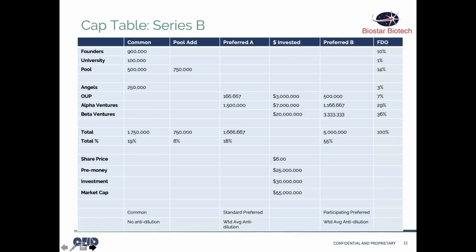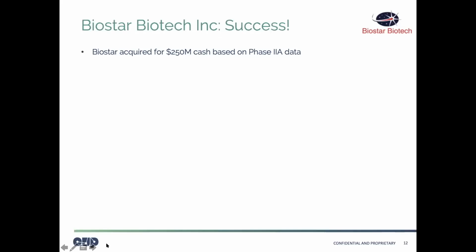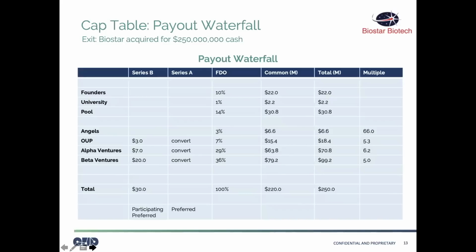So as we now move forward, we find Biostar is successful. As we thought, the phase 2A data triggers interest from Big Pharma, and there is, after some negotiation, a $250 million cash, all upfront transaction to acquire the company. So the question is, how does that 250 get split up? You have to look to the cap table for that. So here's the payout waterfall.